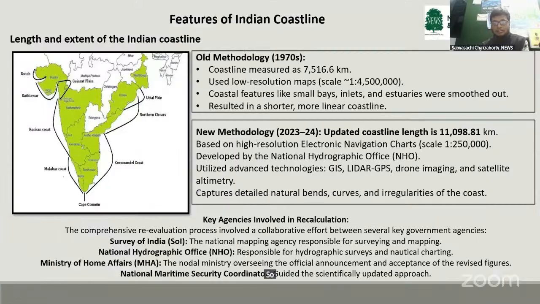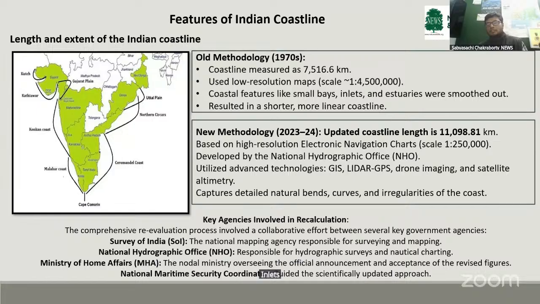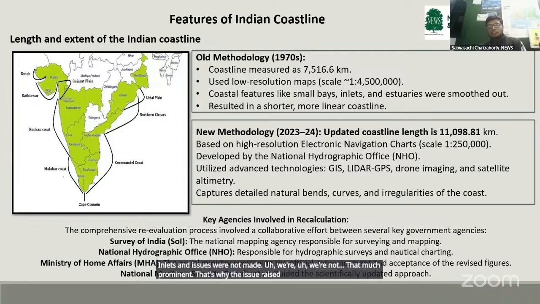The scales were low resolution, and coastal features like the small bays, inlets, and estuaries were not that prominent. That's why this resulted in a shorter, more linear coastline.